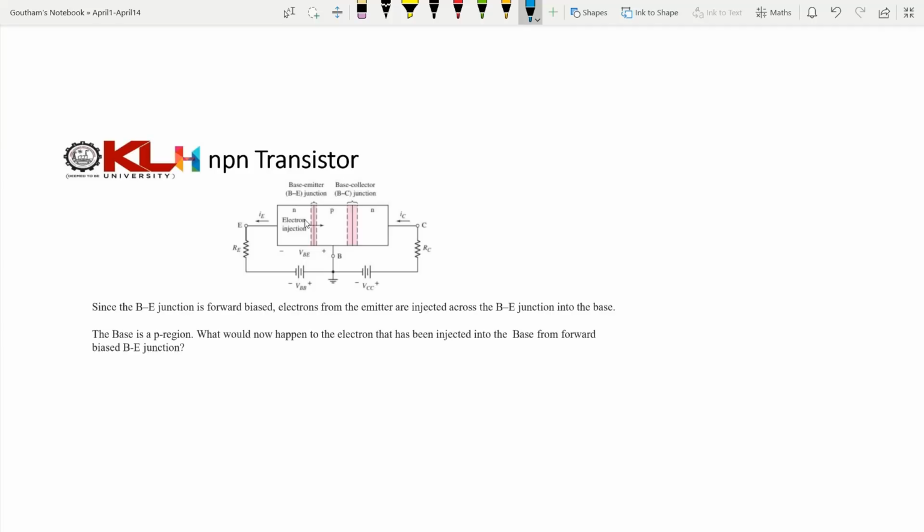So right now what do we have? We have two junctions, and one of them is forward biased and the other is reverse biased. Let's see how they behave if we put them together. This is an N region, this is a P region, this is an N region. We know that the emitter base junction is forward biased, and one more thing that we should keep in mind is the base region is very thin. Remember, the base region is very thin.